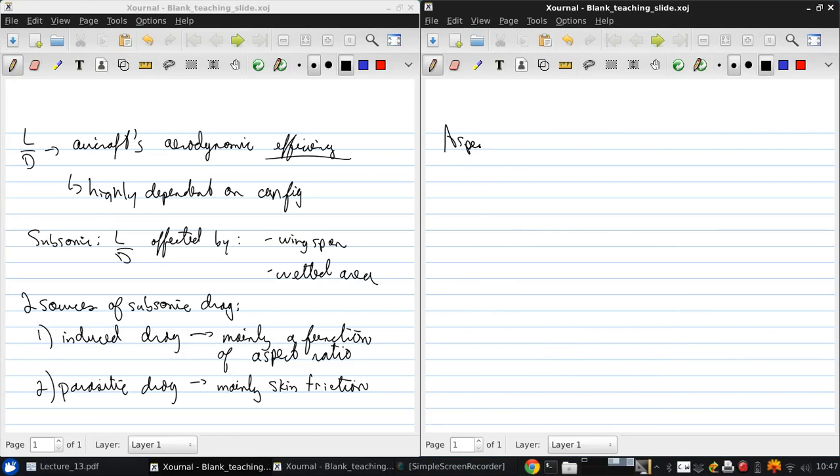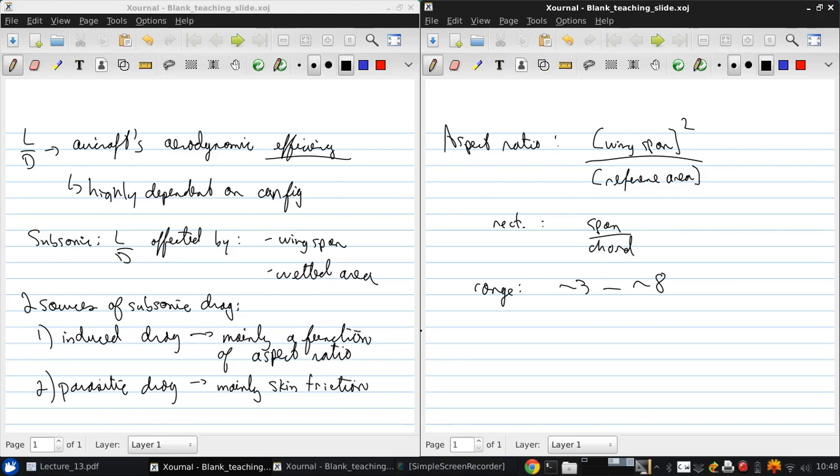So, the aspect ratio, just to define these, is the wingspan squared over some wing reference area. For a rectangular wing, it's just the span over the chord. Now, a typical range for the aspect ratio is from about 3 to about 8. But it's possible to have values going anywhere from 1 to about 30. For our initial design estimate, we can use some historical empirical data to estimate the aspect ratio based on the type of aircraft that we're considering, and in class we'll do an example related to this.